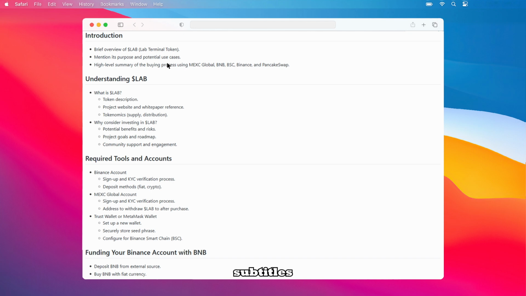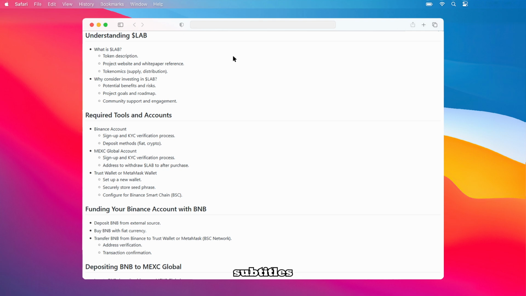Right, let's dive into understanding $LAB. First off, what exactly is $LAB? It's a token, and we'll be describing exactly what this token is and what it's used for. You can find more information on the project's official website and within its white paper, which will give you a deep dive into the specifics. We'll also be breaking down the tokenomics, which includes its total supply and how the tokens are distributed.